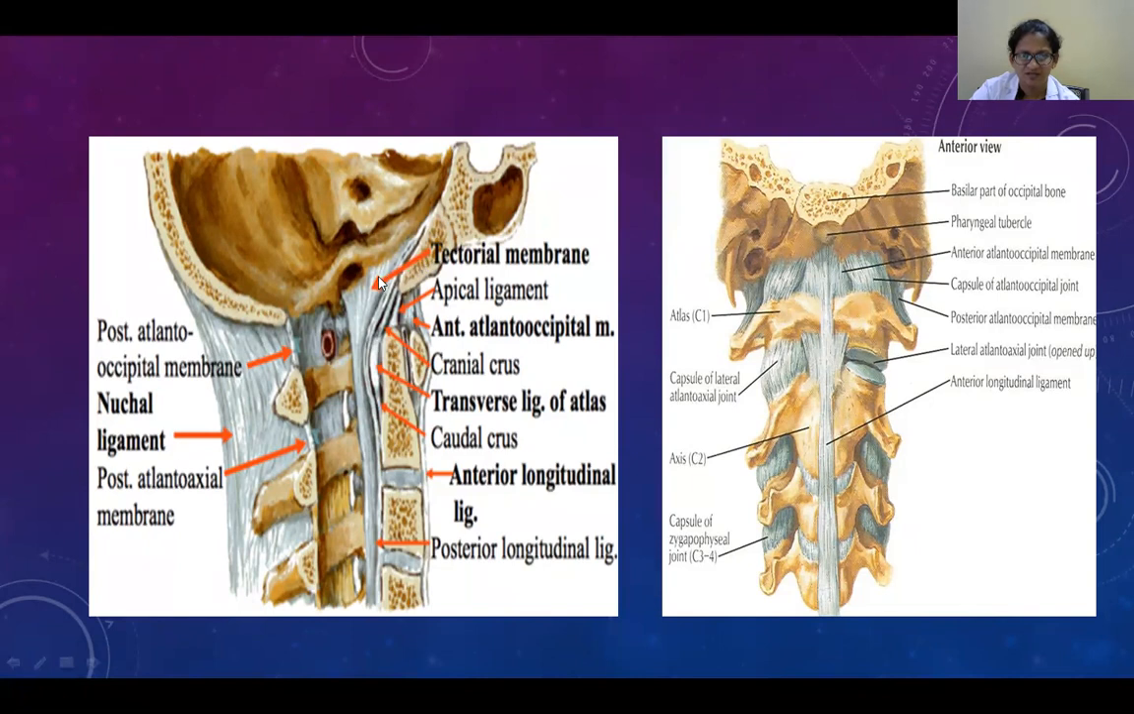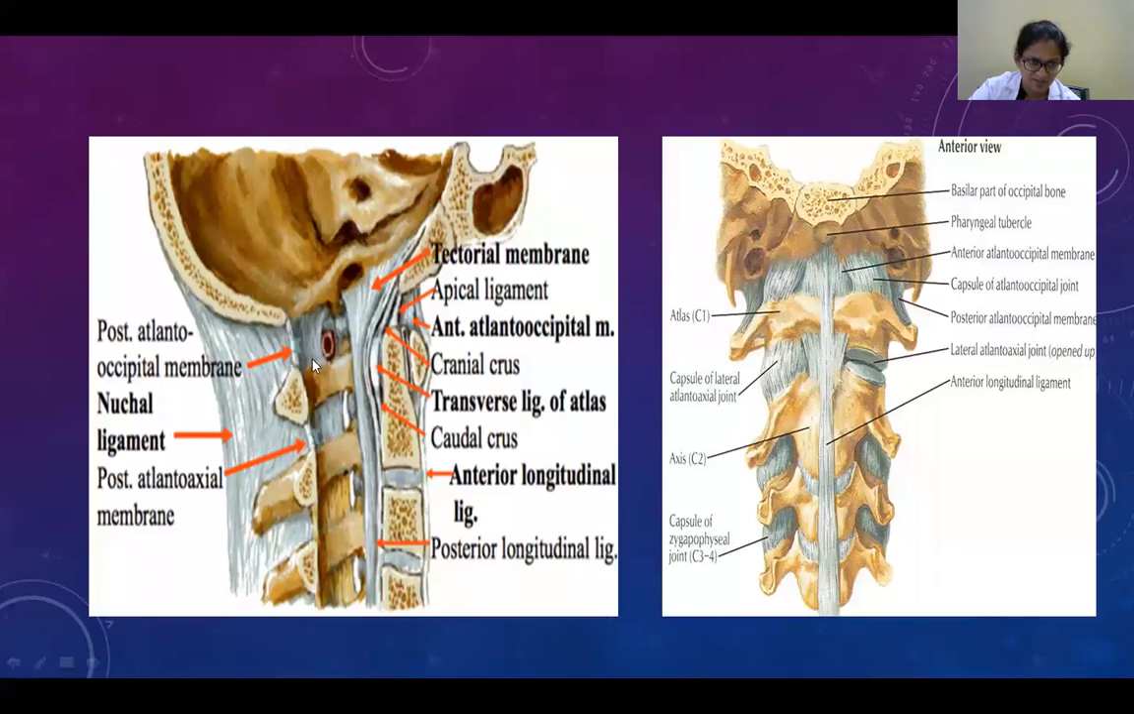Behind that, it gives attachment for the tectorial membrane. All these reach the clivus of the basi-occiput. From before backwards: the anterior longitudinal ligament and atlanto-occipital membrane, next the apical ligament, behind that the posterior longitudinal ligament, behind that the tectorial membrane. These are the structures arranged on the clivus of the basi-occiput.